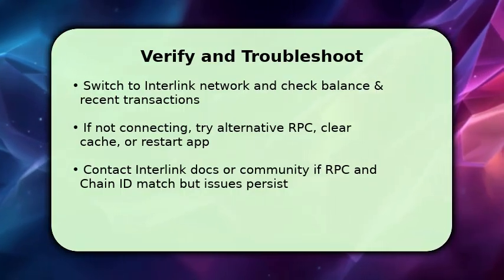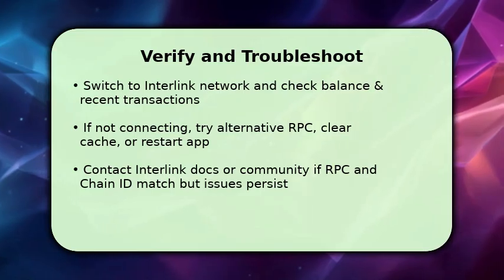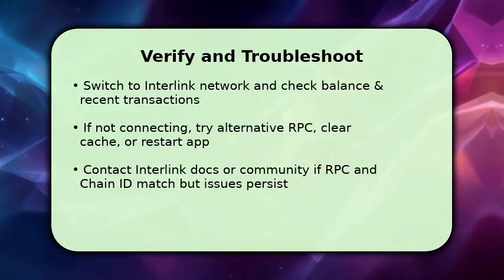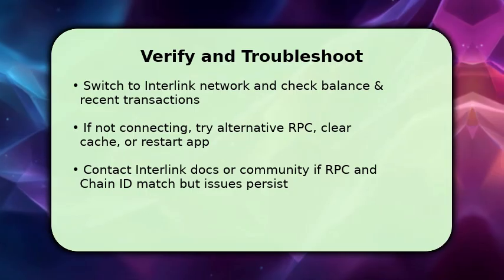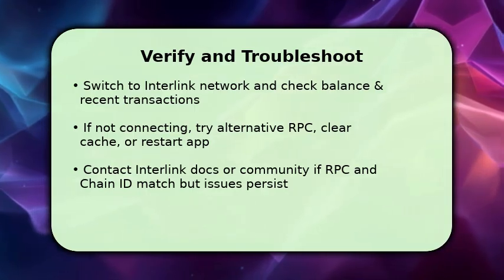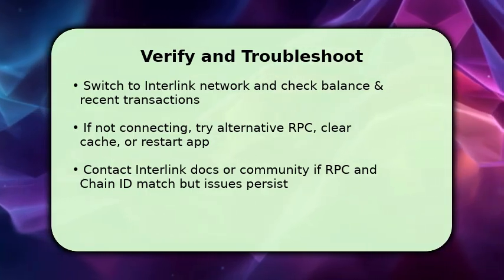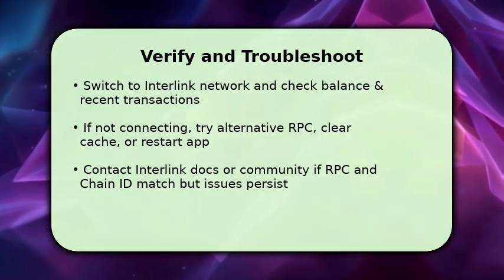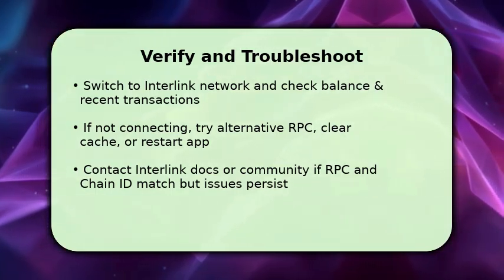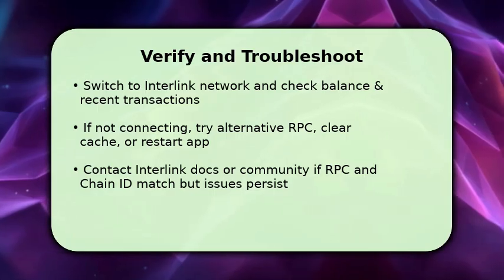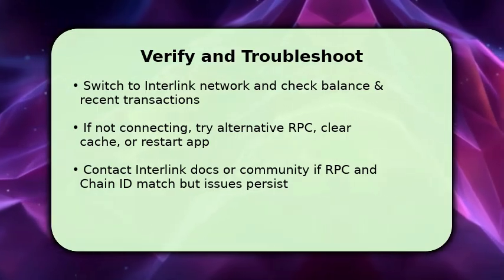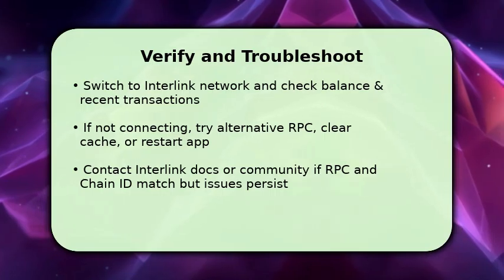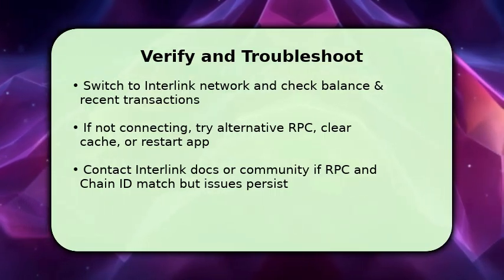This verifies connectivity. If the network fails to load, change to a different public RPC endpoint or re-enter the chain ID, then restart Trust Wallet and try again. Also clear app cache or reinstall if settings seem ignored. If problems continue and RPC and chain ID are correct, reach out to Interlink support or community channels for node status. Make sure not to reveal your seed phrase during troubleshooting.